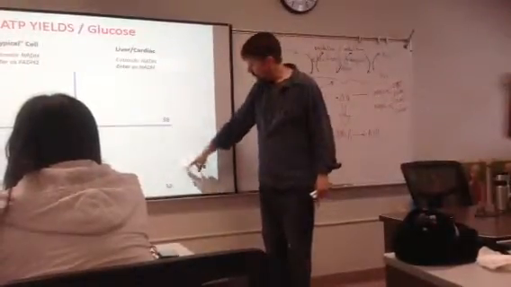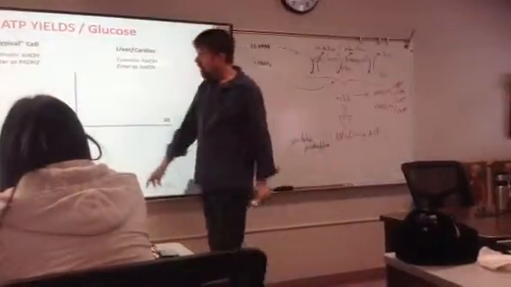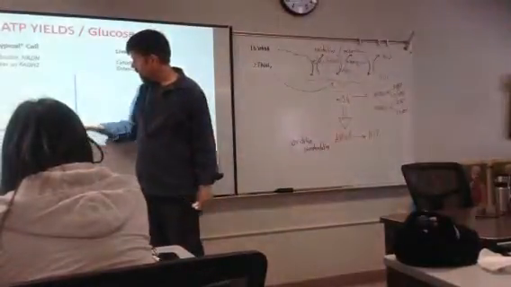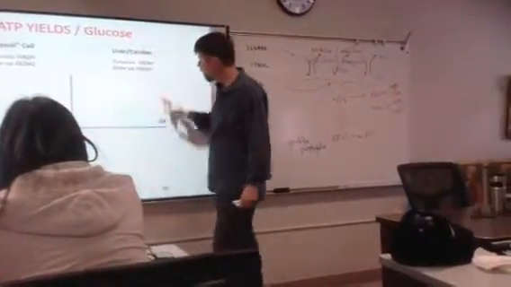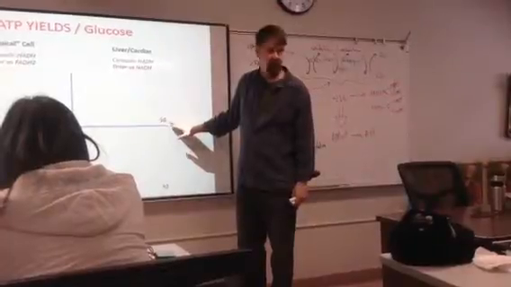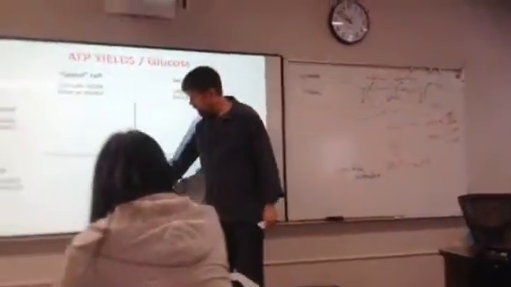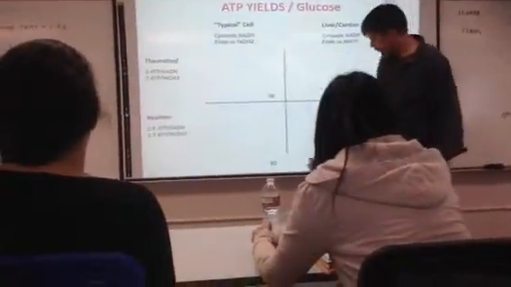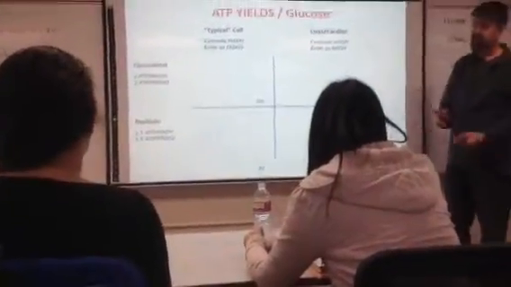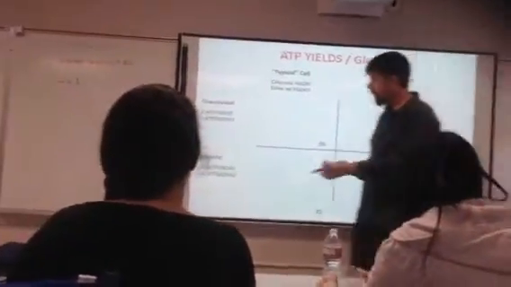And our numbers that we want to come up with, right, are if you get theoretical yields, you're going to get either 36 in a typical cell or 38 under a liver or cardiac. If you're under realistic conditions, you're going to get about 30 ATP in a typical cell, and you're going to get about 32 in a cardiac cell. Here's why. So what do we got?